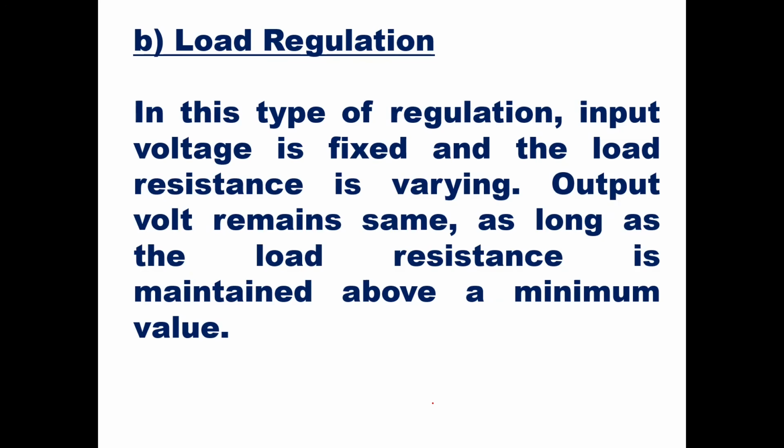Similarly, you can also define what is load regulation. In this type of regulation, input voltage is constant and the load resistance is varying. Output voltage will remain the same as long as the load resistance is maintained above a minimum value, and there the Zener current will compensate itself and adjust with the load current, and it will see that the load current multiplied by the load resistance, that is the output voltage, remains constant. So this is how a Zener diode can be used as a voltage regulator, which will give you a constant output voltage in spite of variations in the input voltage or in the load resistance.